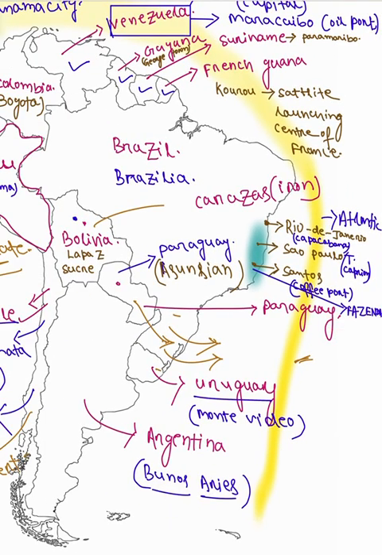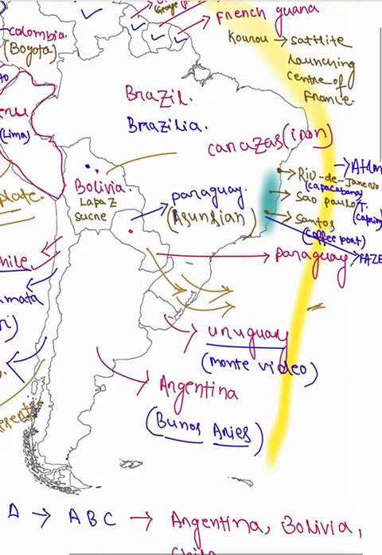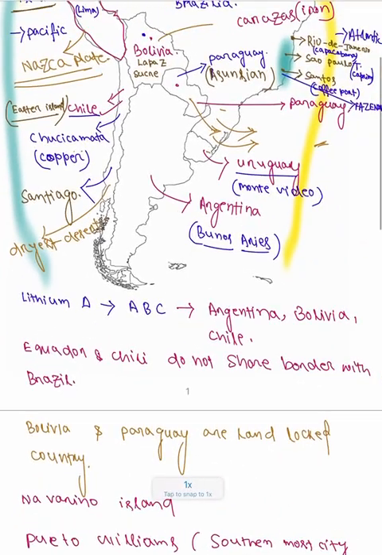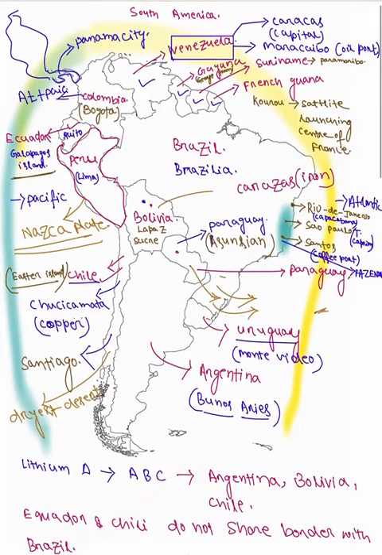Then the lithium triangle, ABC: Argentina, Bolivia, and Chile, we have mentioned. So with this we have completed the first part of South America. You need not make any notes about it. You just watch this video.